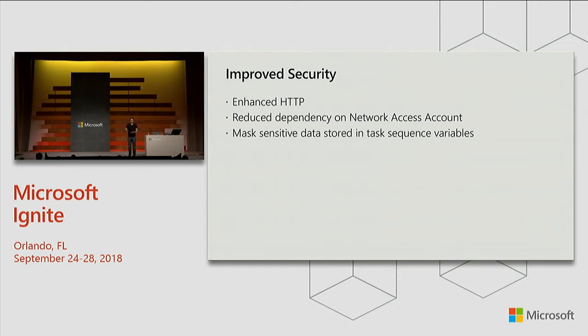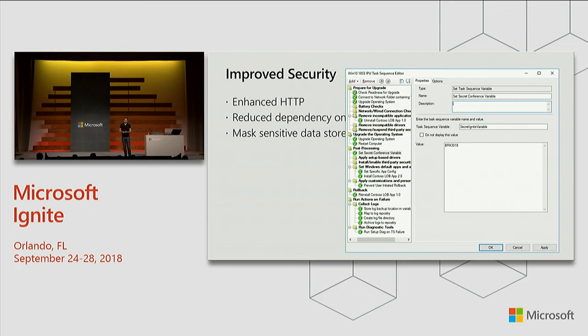This was a very popular one on our UserVoice site, where we receive feedback from customers: the ability to mask sensitive data stored in task sequence variables. We've had the ability to mask sensitive data in collection variables for a very long time, but until very recently, if you added a task sequence variable in the task sequence, the variable was there for anyone with edit access to the task sequence to see.